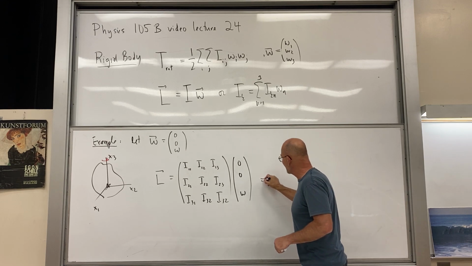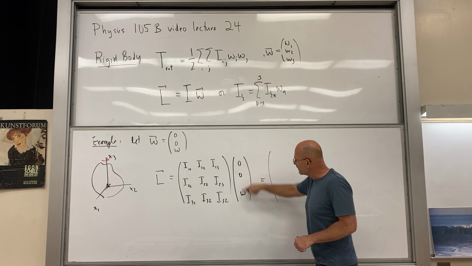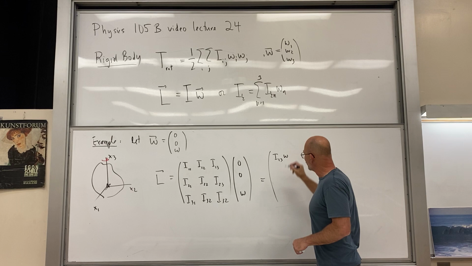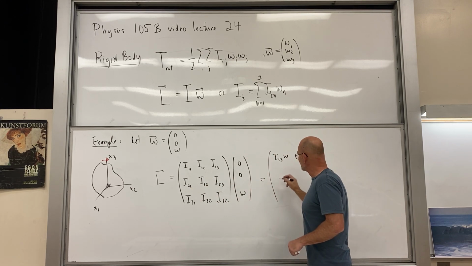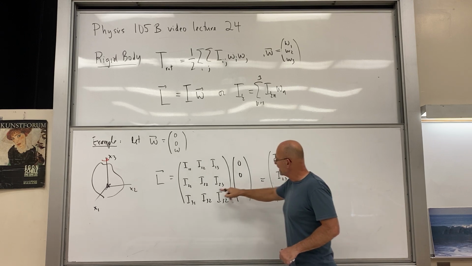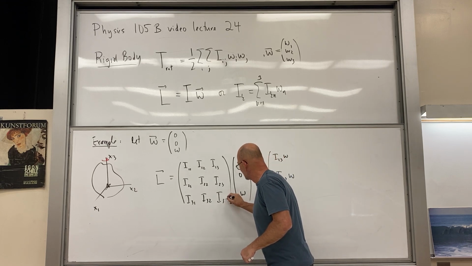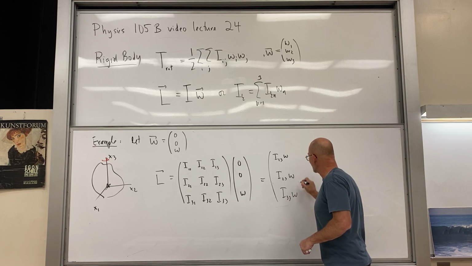So now what do we have? This is row times column. So the first row times the column, we have I13 omega. Second row times the column, I23 omega. And the third row times the column, oops, that's a 3, 3, I33 omega.